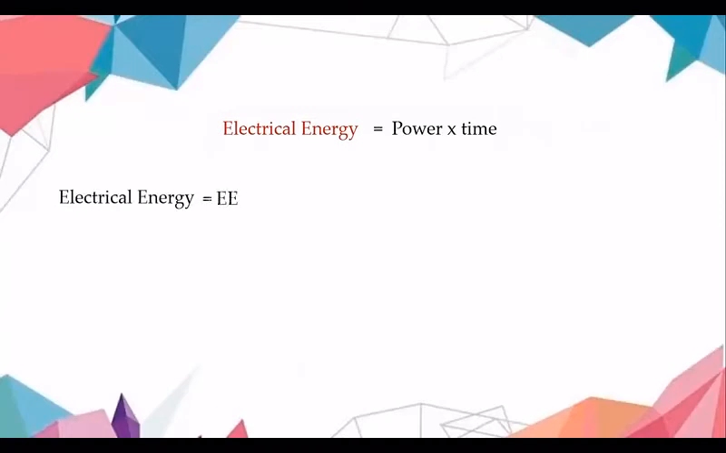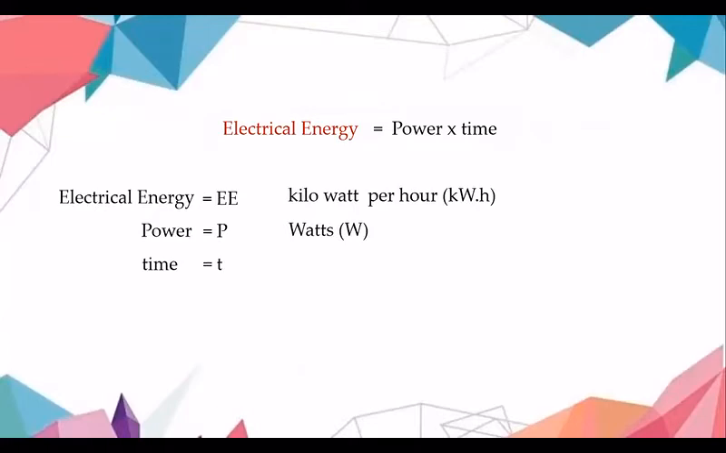In the mathematical expression of electrical energy, which is a product of power and time, the symbol of electrical energy is capital E, which has a standard unit of kilowatt-hour, while power has a symbol of capital P and an SI unit of watts, while t is the symbol for time and has a unit of hour.